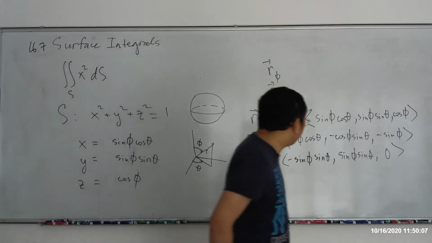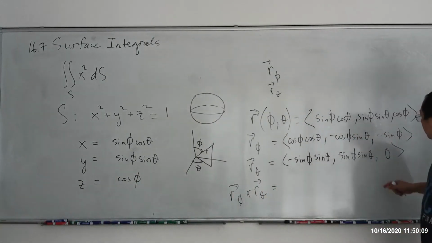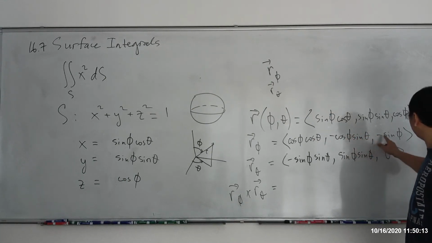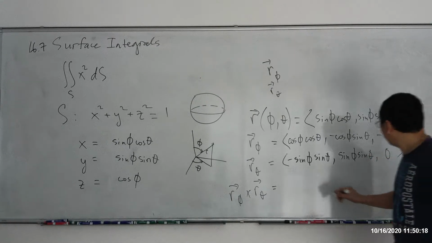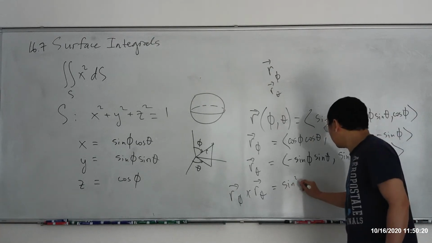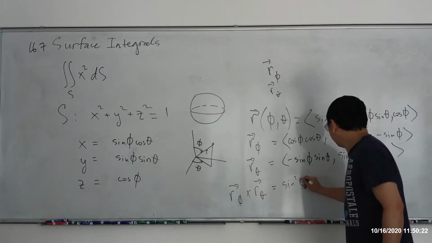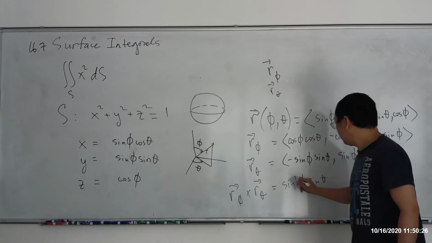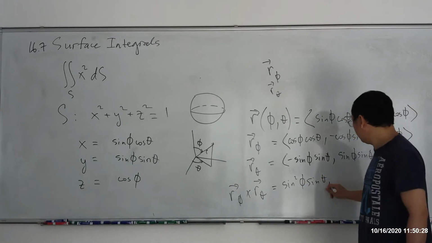And I think we did that before, right? Let's do it one more time. For the i term, 0 times this is 0, minus, with minus become plus. So sine square phi times sine theta. That will be the first component.